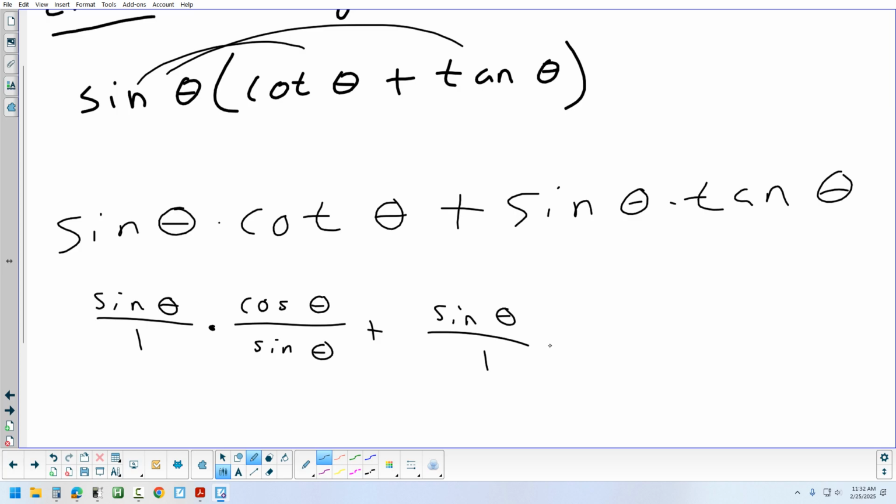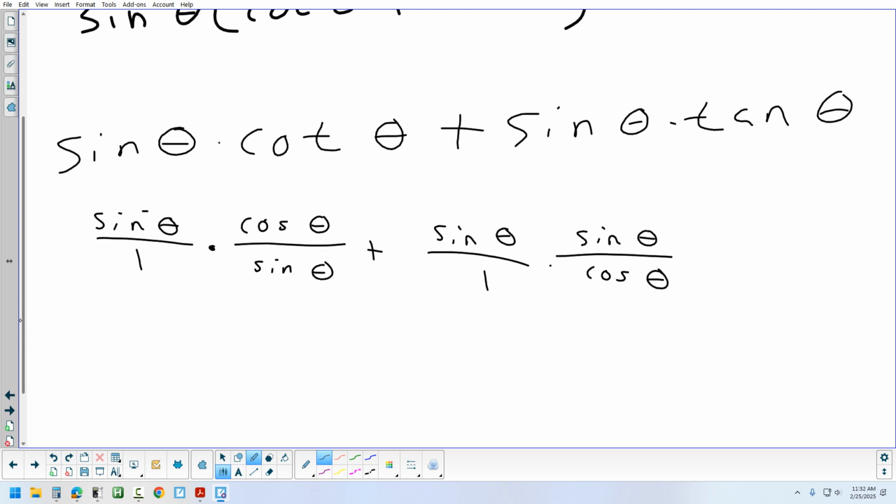Sine theta over cosine theta. Now, from this point, the hope is we start collapsing it. Okay, we start canceling things out. It should not get any more complicated looking than that. Is there anything there that we can cancel out?